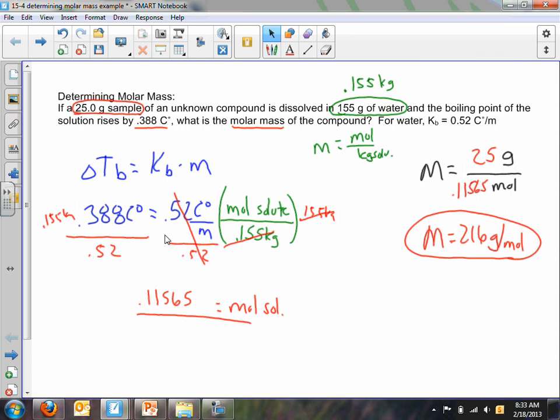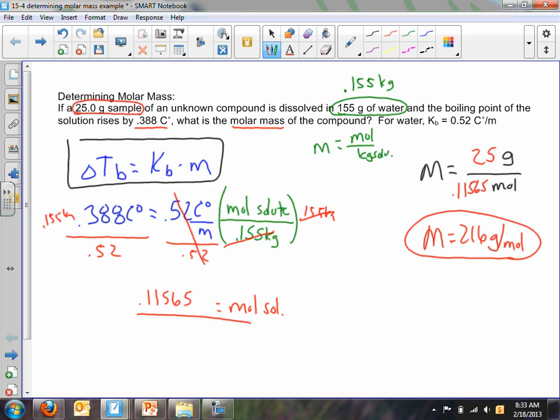What you could have done, I kind of like writing the molality as moles over kilograms. You could have just divided TB by KB to find the molality, and once you know the molality, use the molality equation right here and fill in the molality and the kilograms and solve for moles. To me, it's a little easier just to save one step. Pretty powerful.